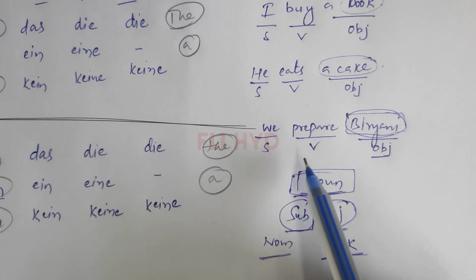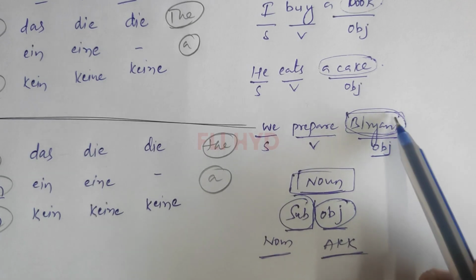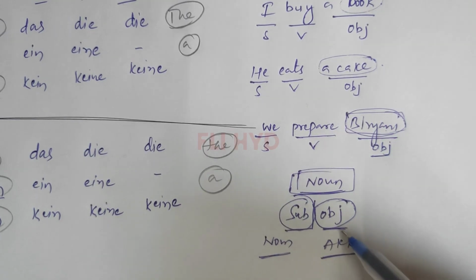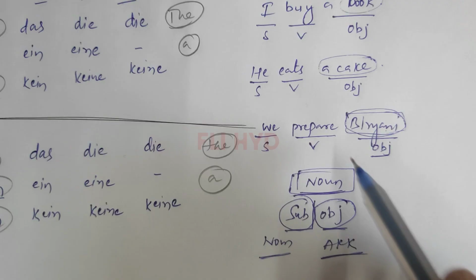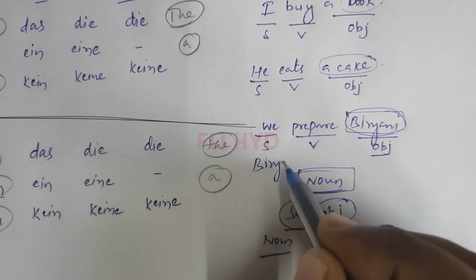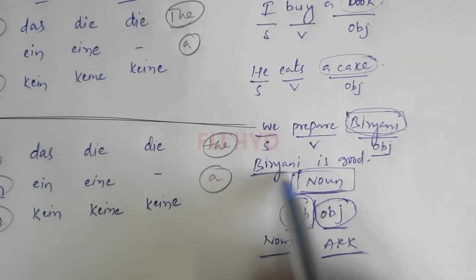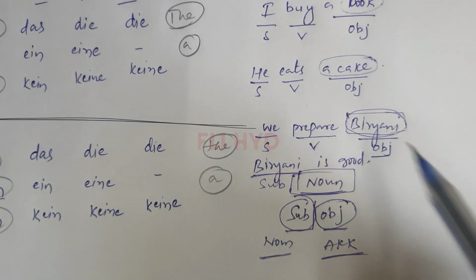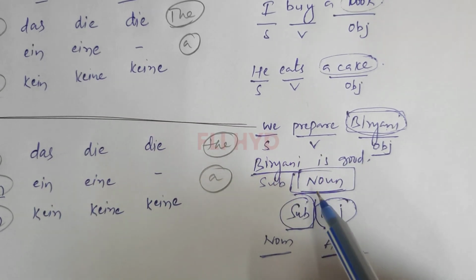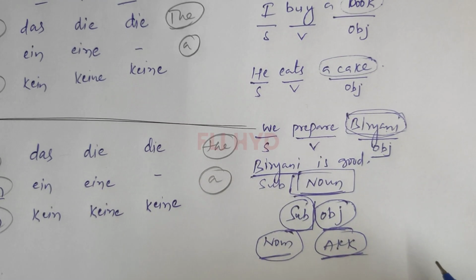For example, in the sentence "we prepare biryani," biryani is coming in the object place. That's why we have to consider it as accusative. The same noun biryani can also be in a subject place. For example, "biryani is good." In this sentence, biryani is the subject. Clear? So basically it is a noun. The noun can come in a subject place or object place. If the noun comes in a subject place, it is called nominative. If the noun comes in the object place, it is called accusative.